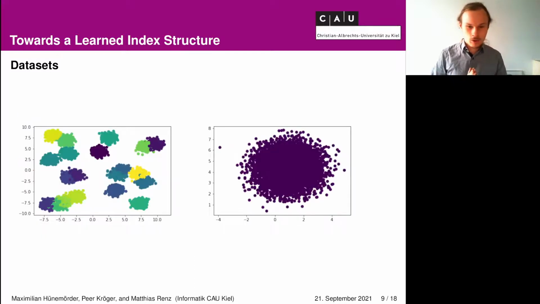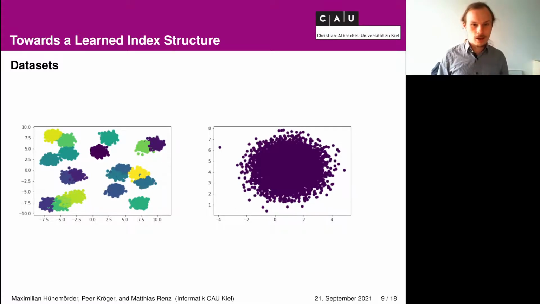The datasets that we used were first some synthetic datasets. We created 20-dimensional datasets, both clustered and non-clustered. We created multiple of these with different random seeds and ran them all. Later, in the validation, we always use the mean over these different datasets.